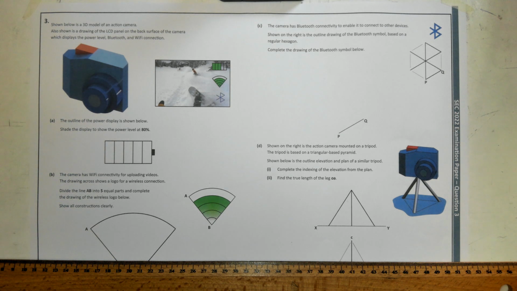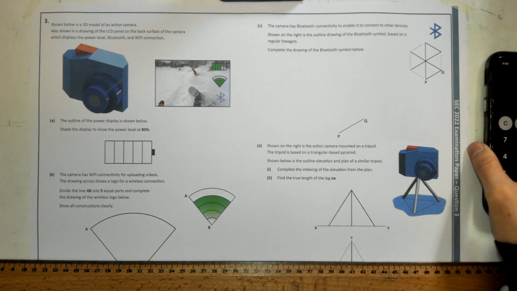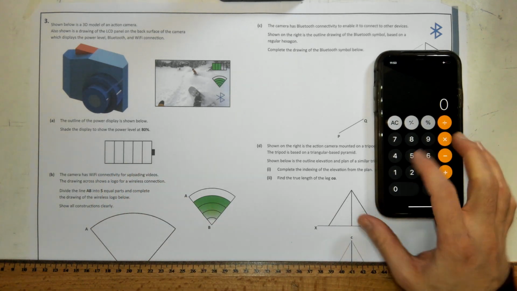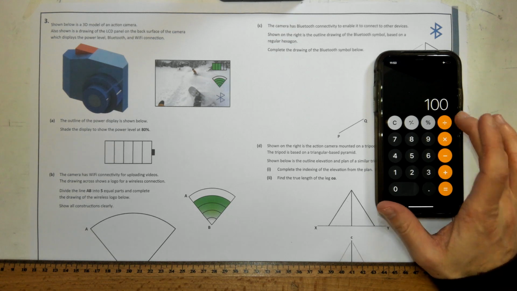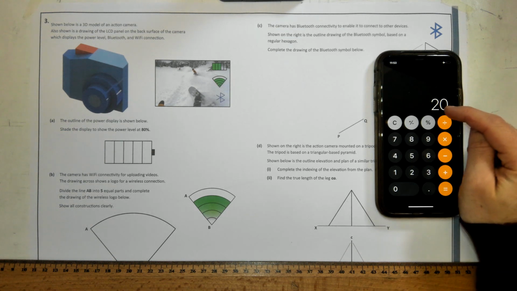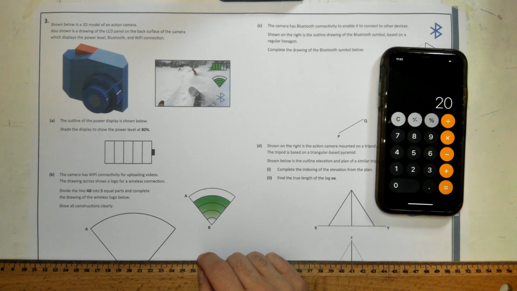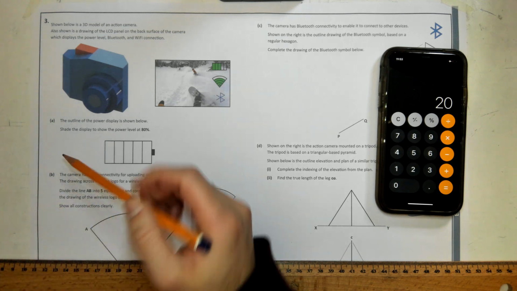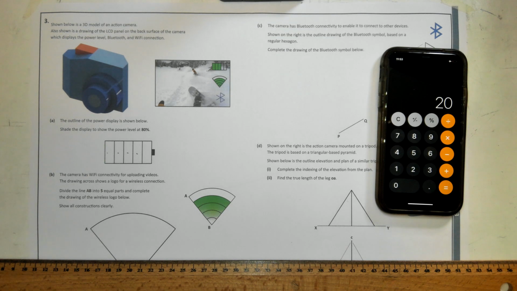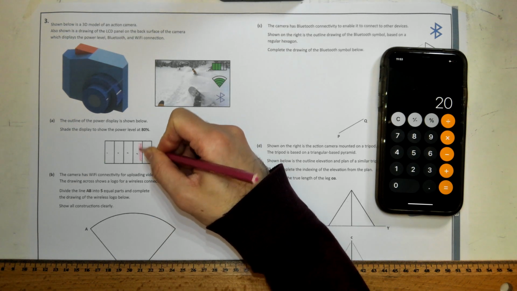Part A, the outline of the power display is shown below. Shade the display to show the power level is at 80%. So the first thing we're going to do is count out the number of boxes we have. So we have 1, 2, 3, 4, 5. So what we do first of all is we take 100%, which is our total, and divide it by 5, which is the number we have. So each box is worth 20%. We want to colour in up to 80. So if we have 20, 40, 60, 80, that means we're going to colour in the first 4. So I'm just going to use a colour there to show that.